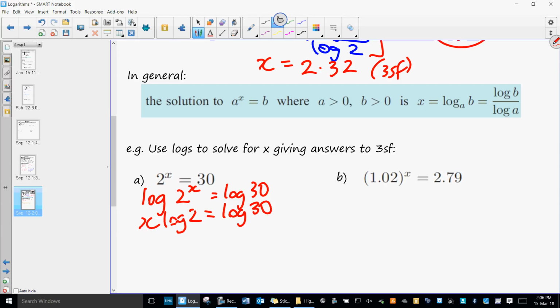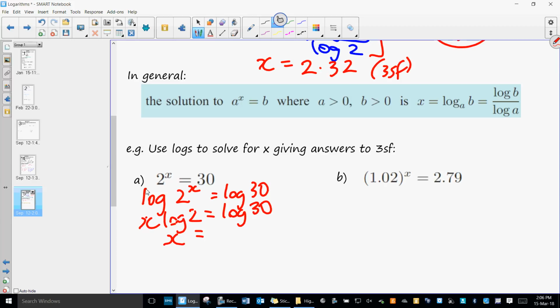And Kiara, what's my final step? We're trying to get x on its own. So at the moment we've got x log 2 equals log 30. So I want to have x on its own. So how am I going to get x on its own?